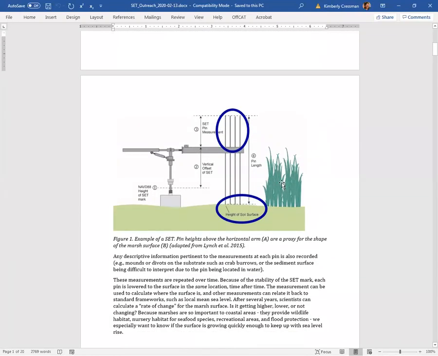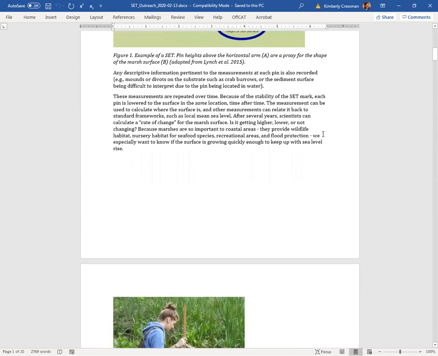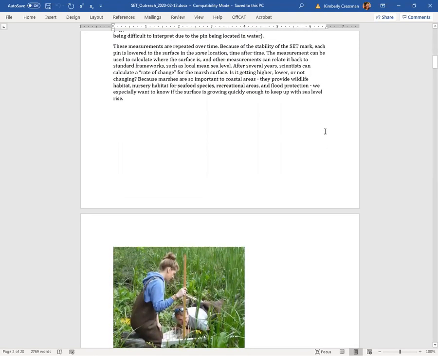And we get down to describing sort of how measurements are taken at a SET. I'm assuming people on this webinar are familiar with them, so I won't get into it too much. But we do have this document to show, hey, this is what we measure, these pins sticking up above the arm, and they're a proxy for the shape of what's happening down at the surface. And so over repeated measurements over many, many, many years, you get a lot of data that we want to look at. So that's what all this wording is going into. And why? Marshes are important. We want to know if they can keep up with sea level rise.